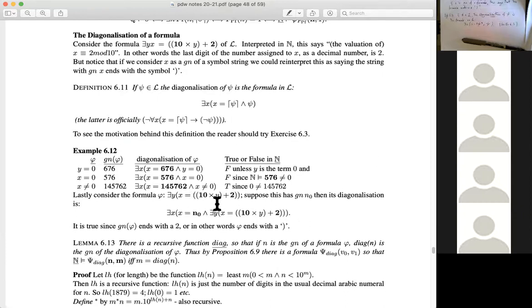So this diagonalization, this formula, this is true, right? Because the Gödel number of this phi ends in a 2. And why is that? That's because phi ends in a right-hand bracket, which you can just see above my mouse cursor here. So this is the formula that comes out. This is a formula whose diagonalization is true. It just happens to be so from the way that we've written it out like that, from the way we've chosen it.